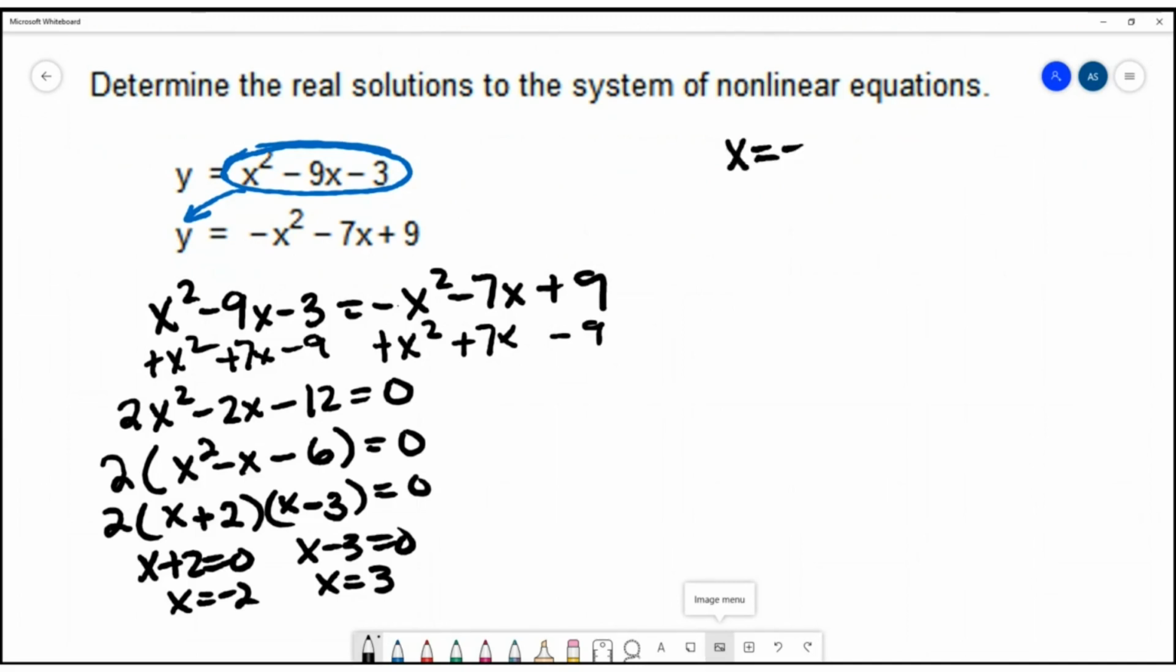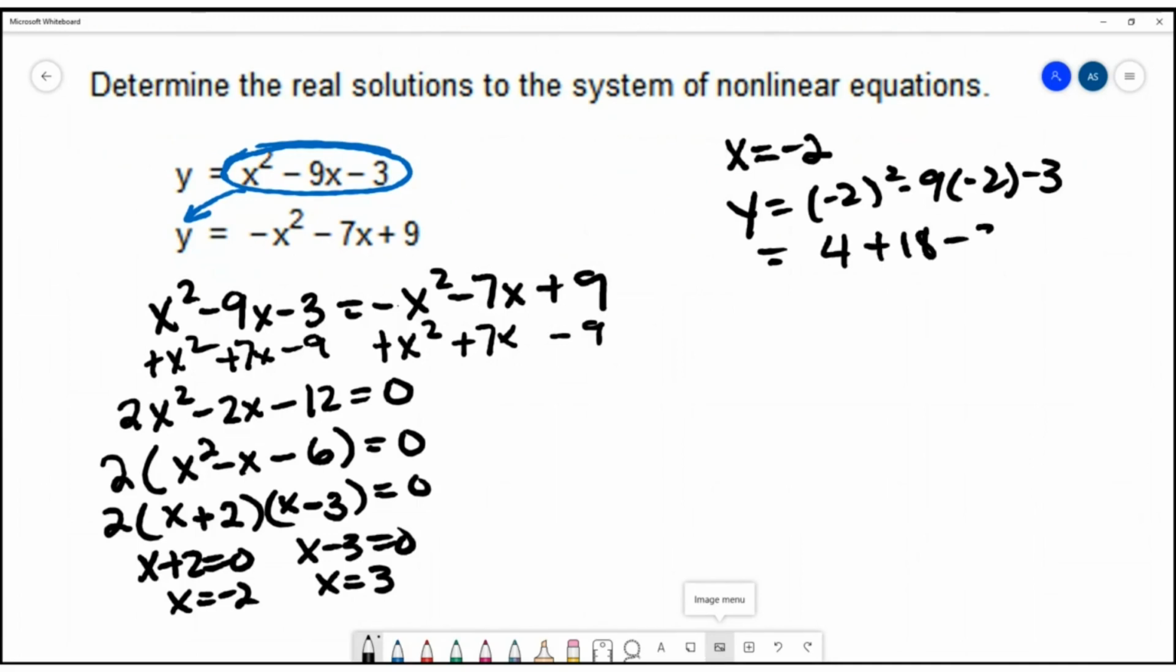So if x is equal to negative 2, y is negative 2 squared minus 9 times negative 2 minus 3. I chose to substitute into the first equation, but you could substitute into the second one and get the correct answer as well. Negative 2 squared is 4. Negative 9 times negative 2 is 18. 4 minus 3 is 1. 1 plus 18 is 19. So one of our solutions is negative 2, 19.